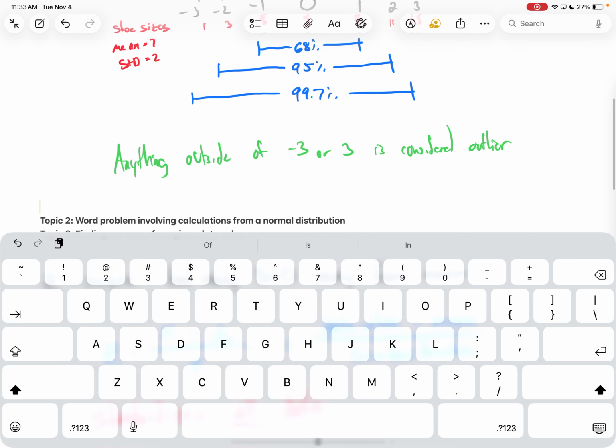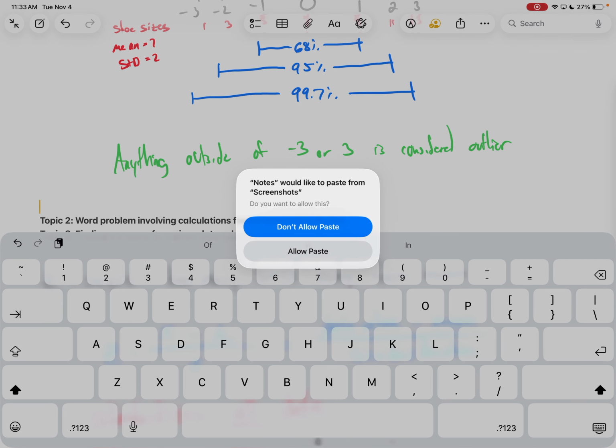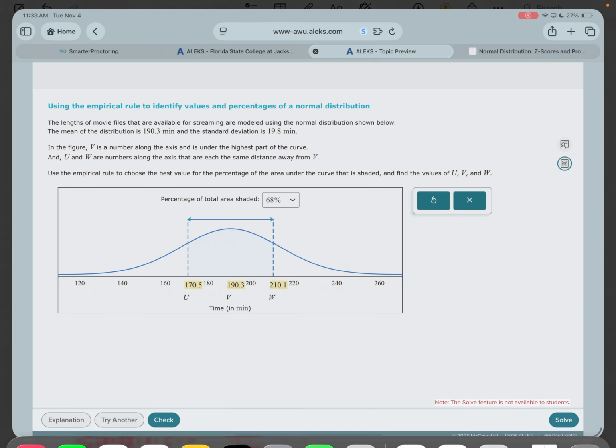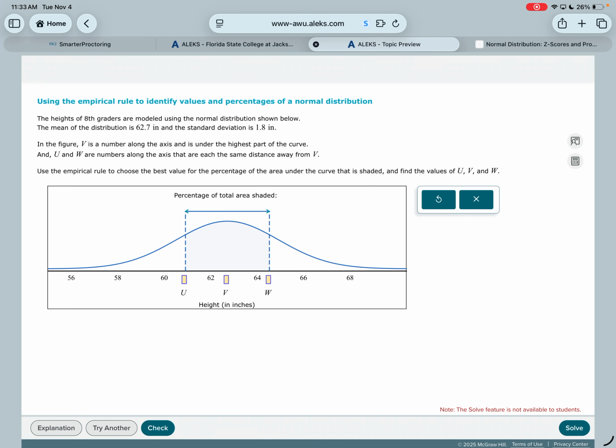By the way, I haven't really said this yet, but all data starts to look like that normal curve. It always starts to look like that the more and the more people I ask.